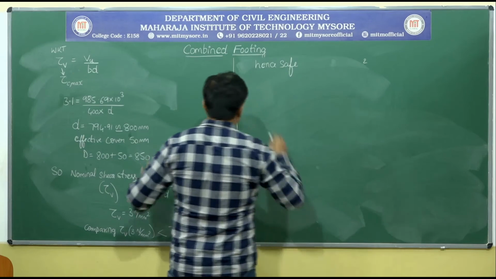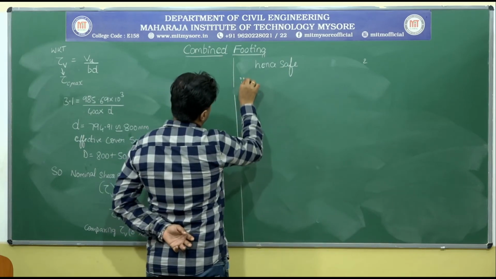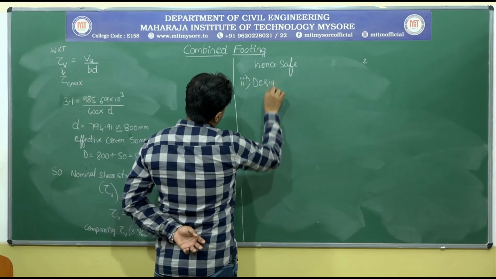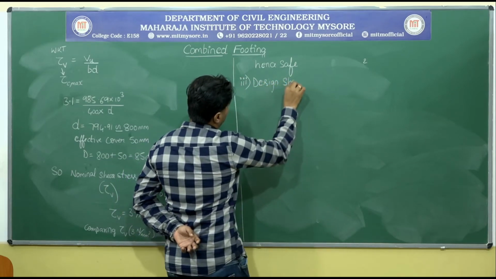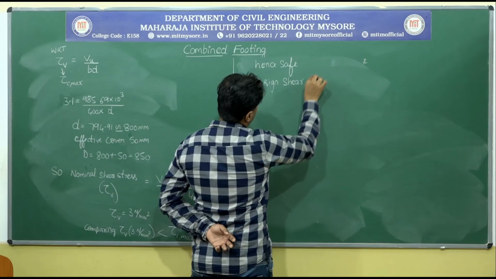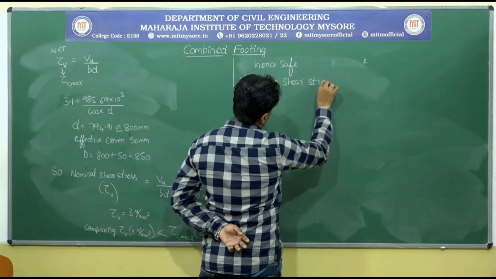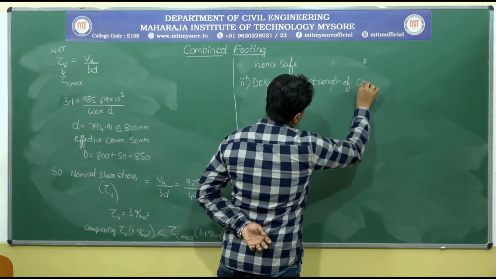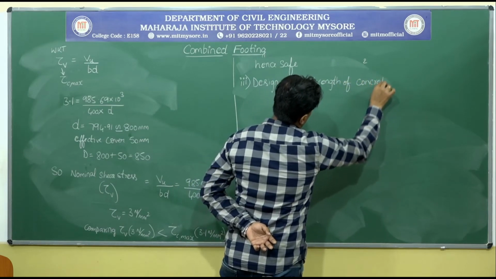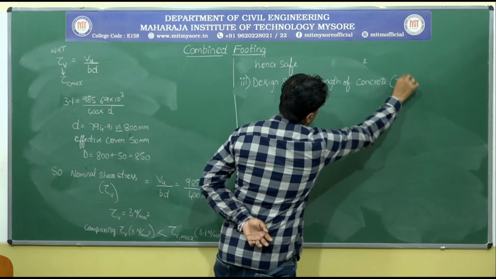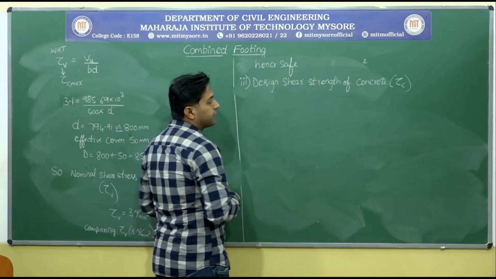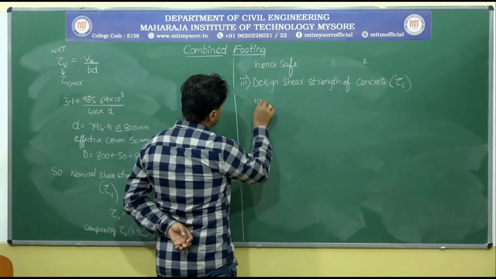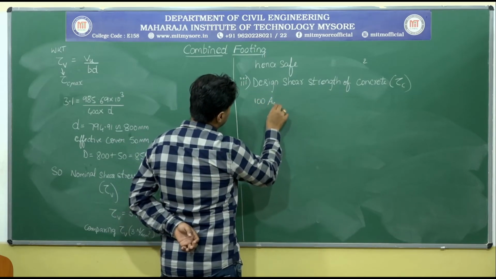Okay, so now we'll move on with the third step in the check for shear. What is the third step in the check for shear? Design shear strength of concrete. That is tau C. So how to calculate the value of tau C? Okay, if I want to calculate the value of tau C, first I need to calculate AST.